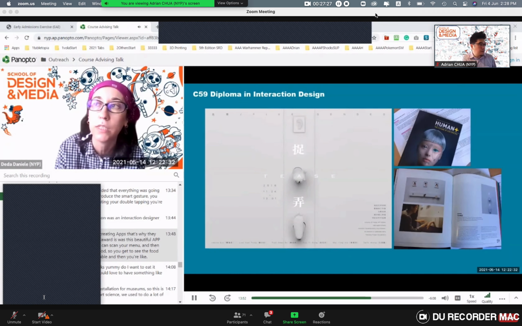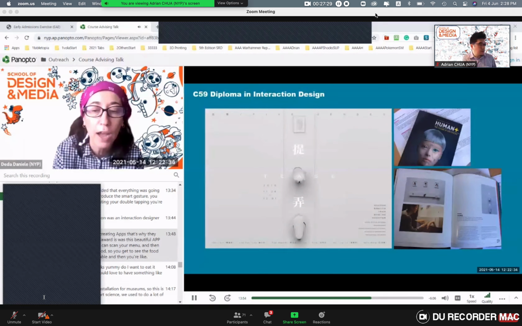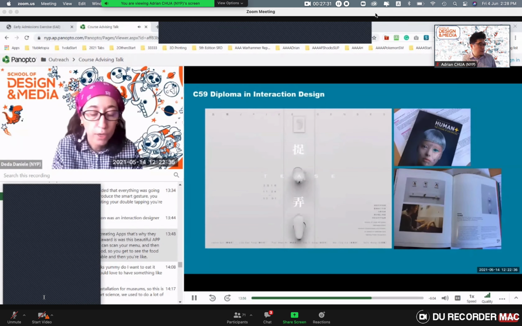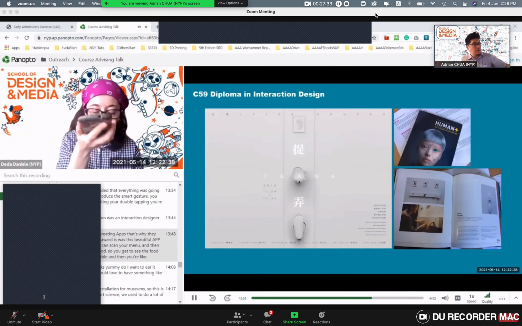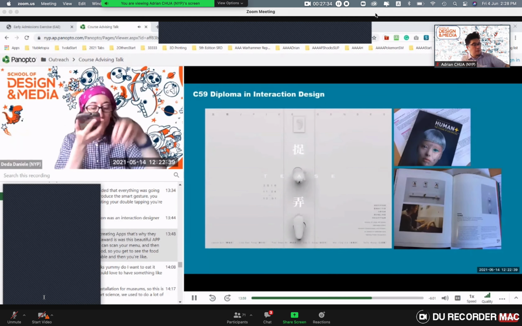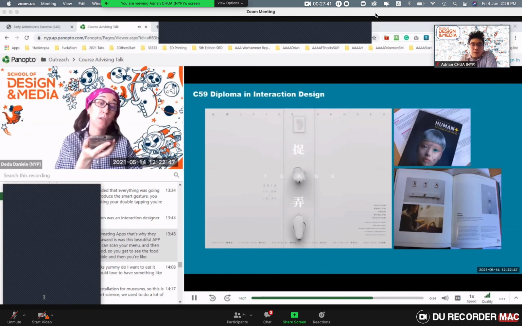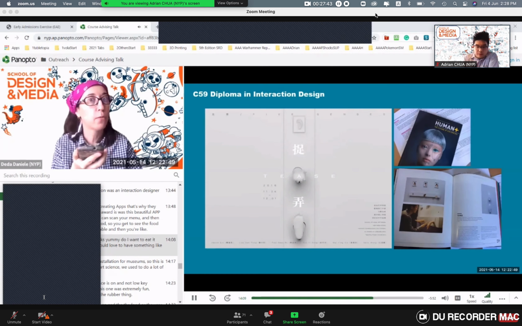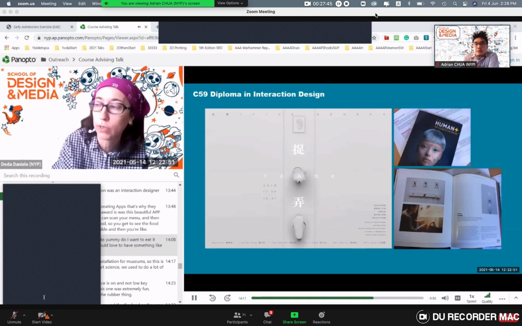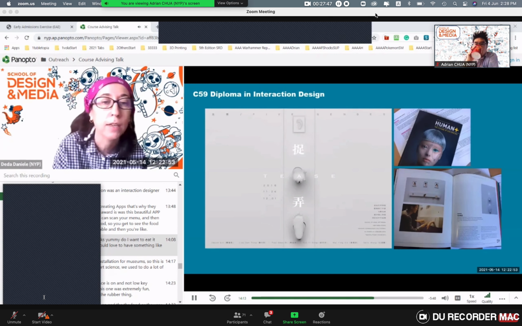The Indigo Award was this beautiful app on the phone where you can scan your menu and then you can see the AR photo of your food. So you get to see the food before it reaches your table. And then you're like, that looks yummy. Do I want to eat it? Extremely useful. I know that I would love to have something like that.